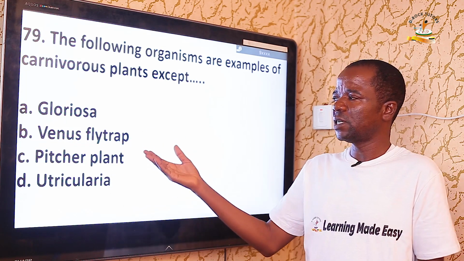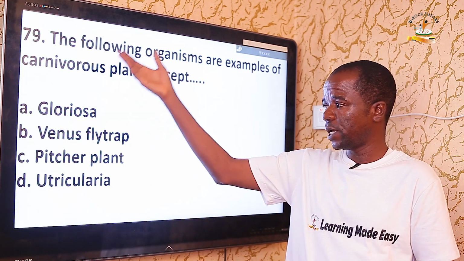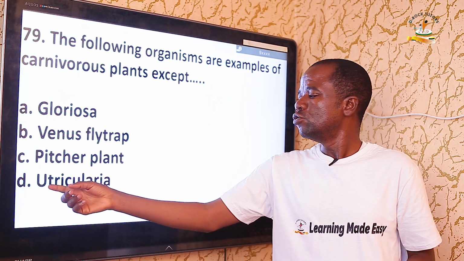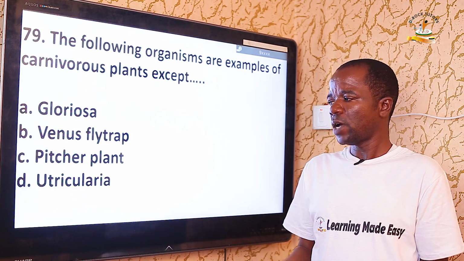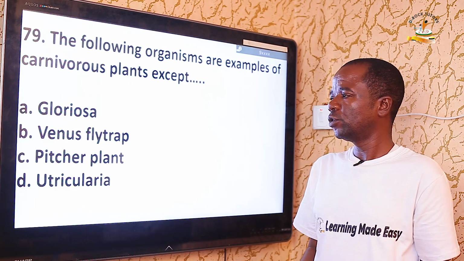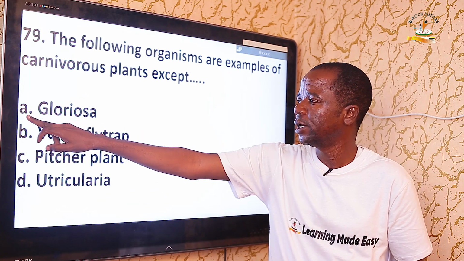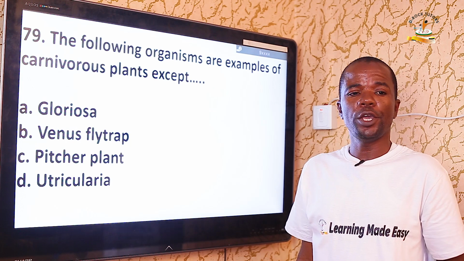Venus flytrap is an example of insectivorous plant or carnivorous plant. Pitcher plant is definitely a carnivorous plant. Utricularia is also an example of insectivorous plant, but Gloriosa is not an example. So the correct answer here is option A.